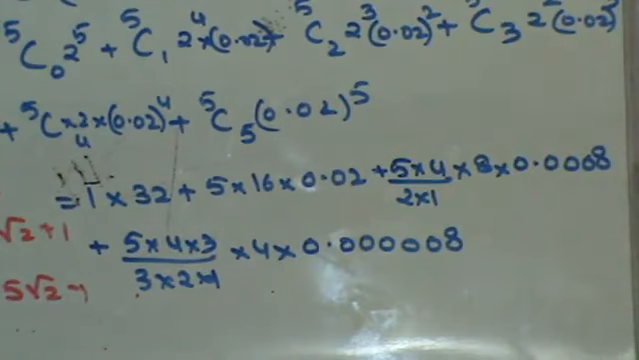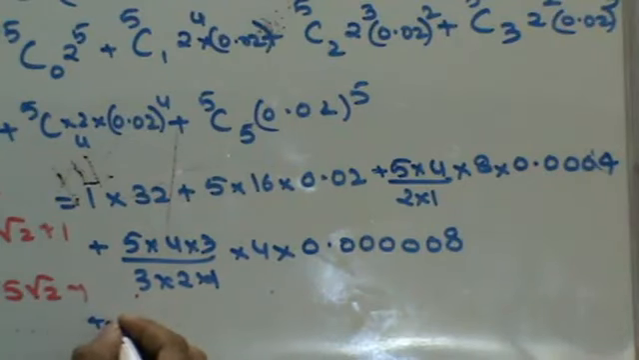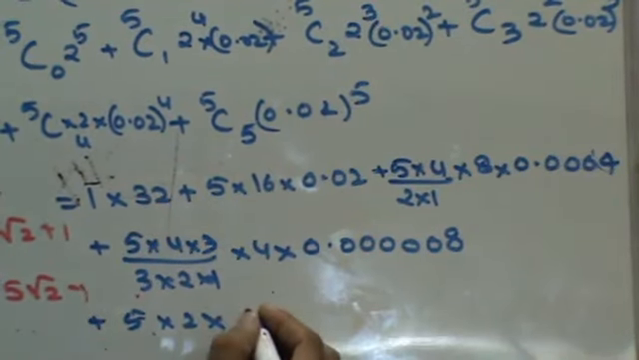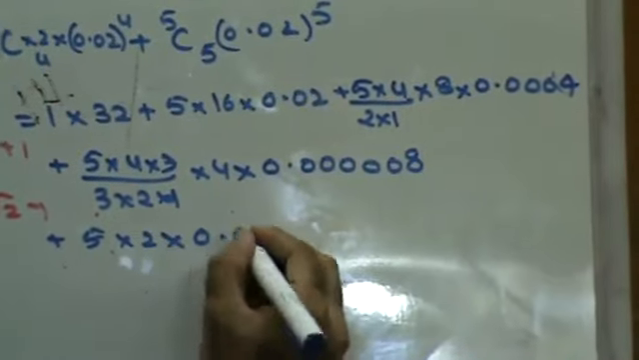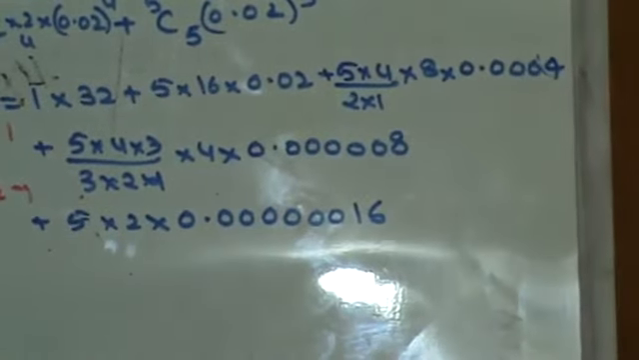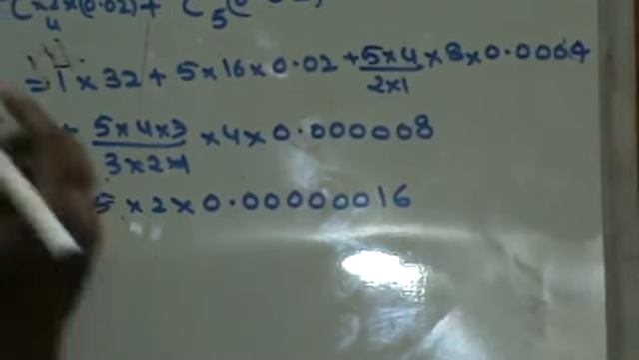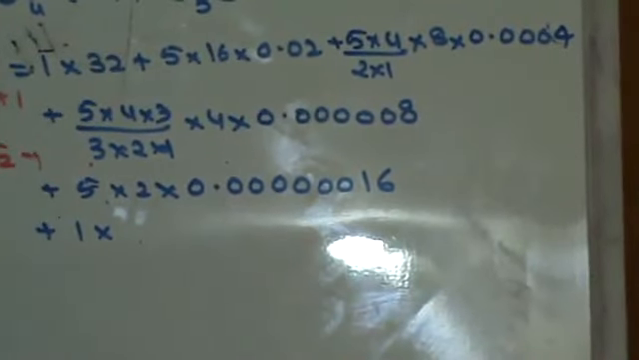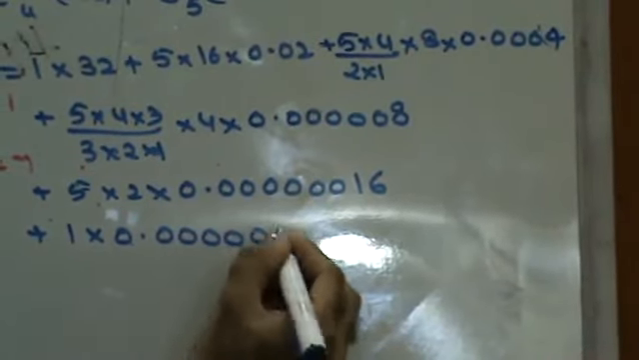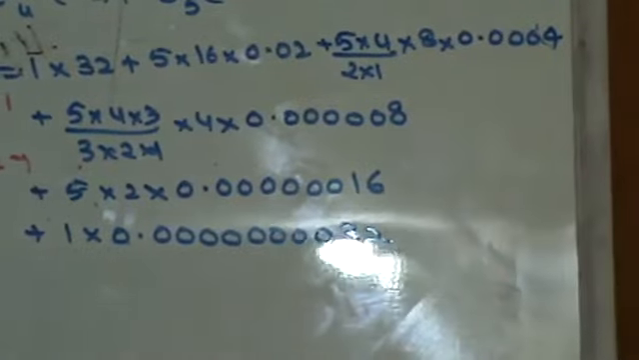So that will be 4 now. This is going to be 4, square, so 4. Next, this is going to be 5. C5 of 4 is 5 into 2. This is going to be 8 decimal places, and 2 raised to 4 is 16. So 1, 2, 3, 4, 5, 6, 7, 8. 8 decimal places. Plus C5 of 5 is 1. This has to be 10 decimal places and 2 raised to 5 is 32. 1, 2, 3, 4, 5, 6, 7, 8, 9, 10.